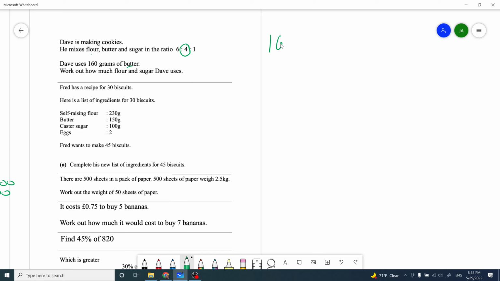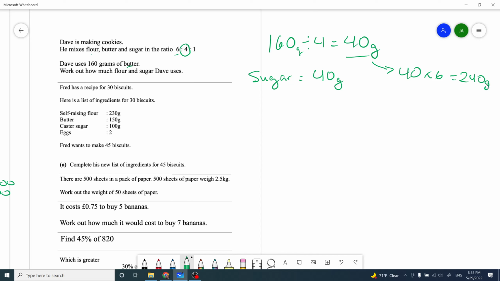So if he's using 160 grams in total, and that represents 4 shares, take 160 divided by 4, this is going to give us 40 grams. Grams here, so don't forget, for 1 share. So 1 share is 40 grams. So we already know the sugar, since it's just 1, is going to be 40 grams. But the flour, he uses 6 shares. So we're going to take this amount times 6, which is going to give us 240 grams. So for flour, we have 240 grams.